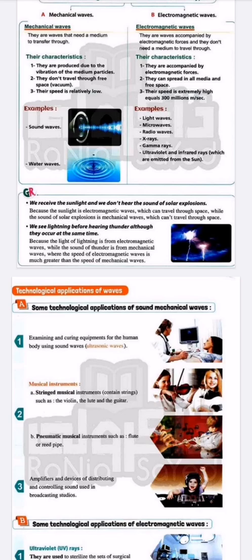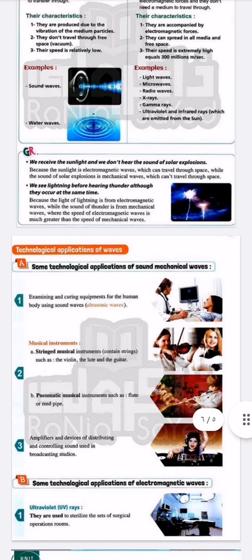Number 2, musical instruments such as the flute or reed pipe. Number 3, amplifiers and devices for distributing and controlling sound used in broadcasting studios. Okay?